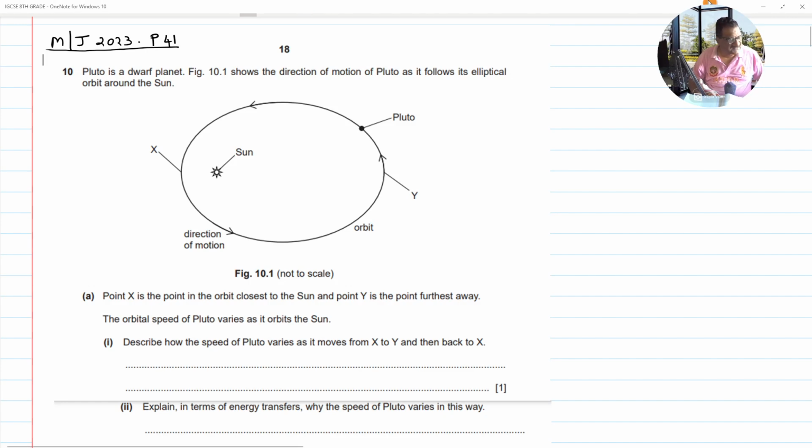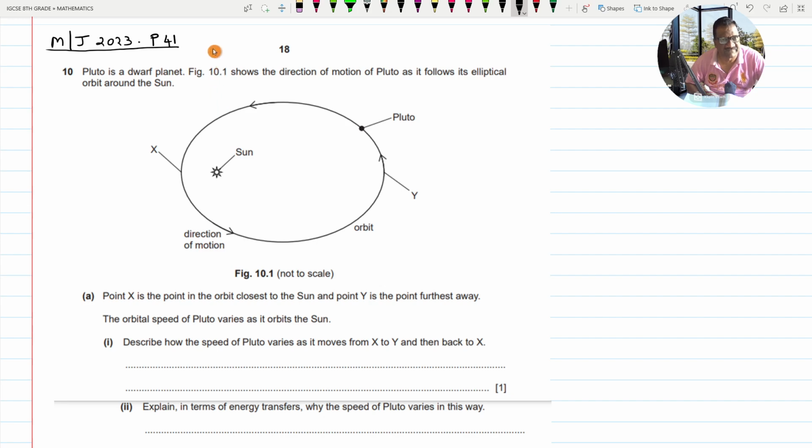In today's session I am going to solve the May-June 2023 paper, paper number 41 of physics, that is 0625. And I'm going to solve question number 10, which is pertaining to the space physics topic.